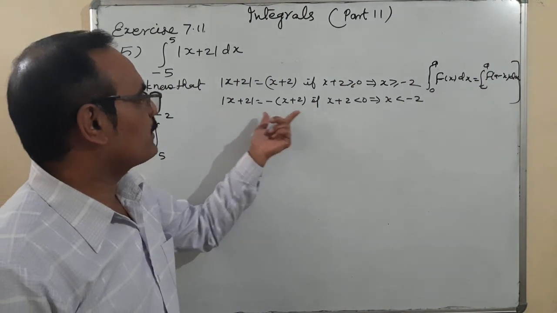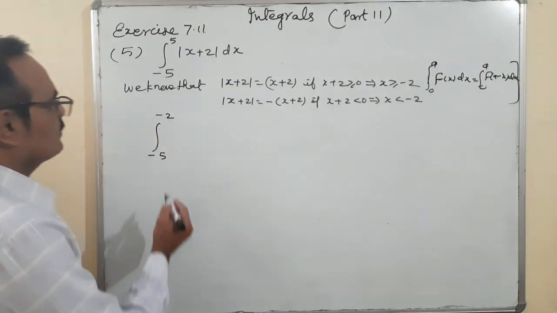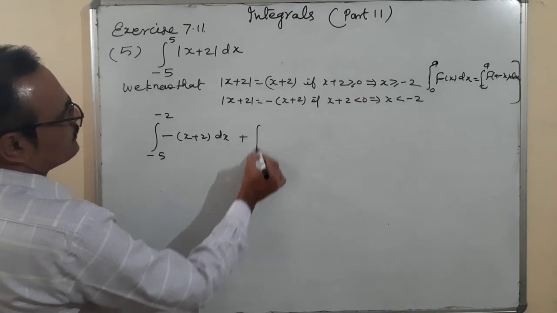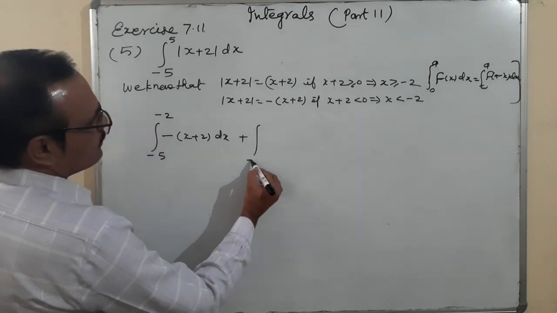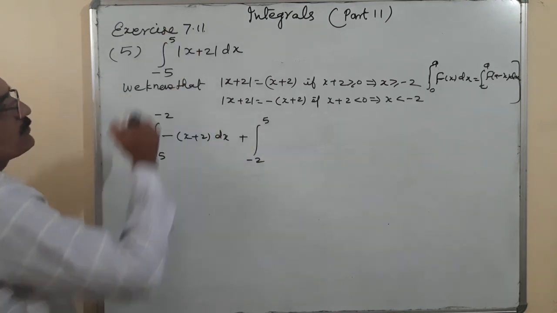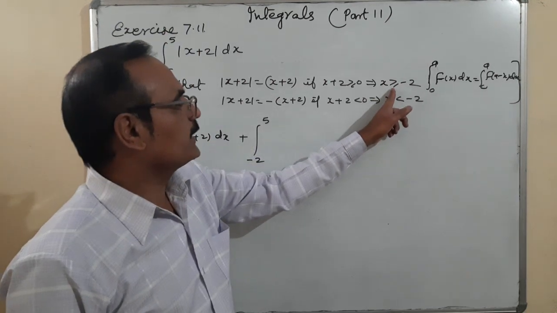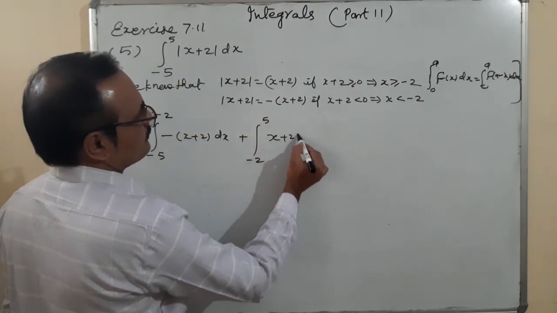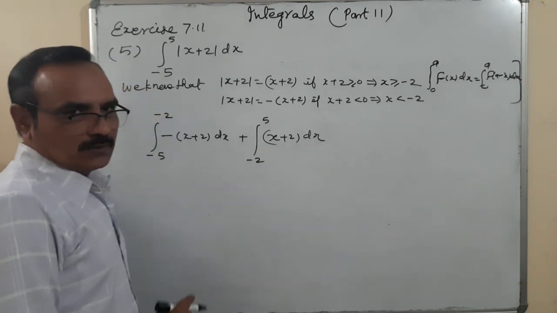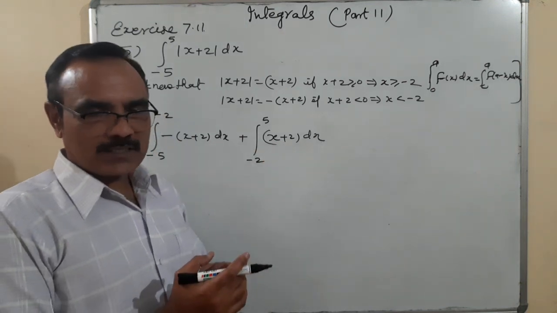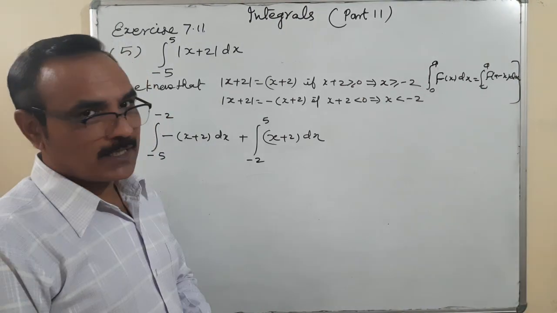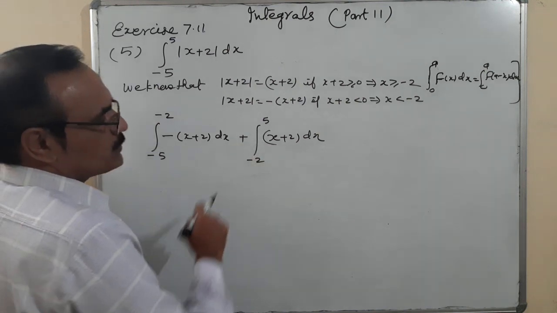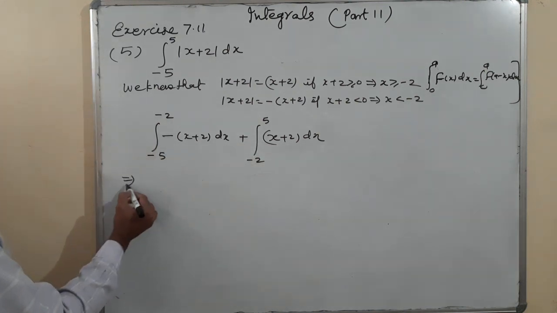So mod x plus 2 can be written as minus x plus 2, minus x plus 2 dx, from minus 5 to minus 2, and then minus 2 to 5. And when x is greater than or equal to minus 2, then mod x plus 2 is x plus 2. Is it okay? So this is the way by which we can break up mod x plus 2 into two parts: one from minus 5 to minus 2 and second from minus 2 to 5. Okay.